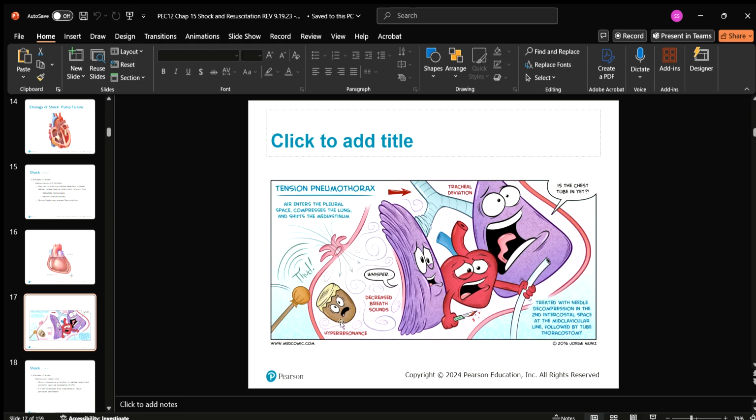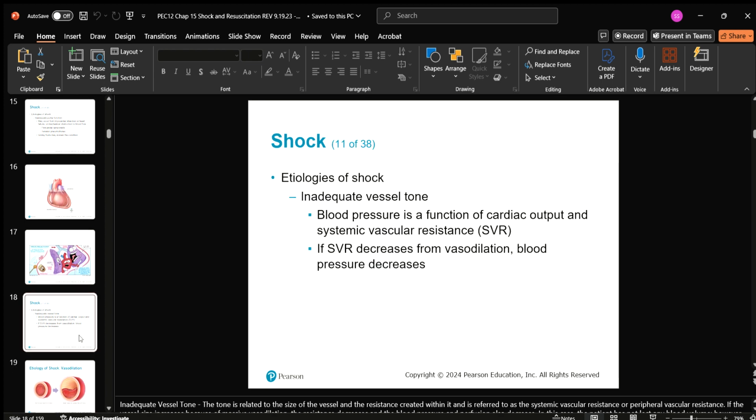And even here in the picture, it says treated with needle decompression, okay, which is what you were talking about a second ago, which is one option, or more definitive than that is a chest tube. Someone with a tension pneumothorax needs a chest tube for definitive treatment. But we're not doing any of that. All right, so now we're going to talk about the third etiology of shock. So we talked about inadequate volume, inadequate pump. Now we're going to talk about inadequate vessel tone.